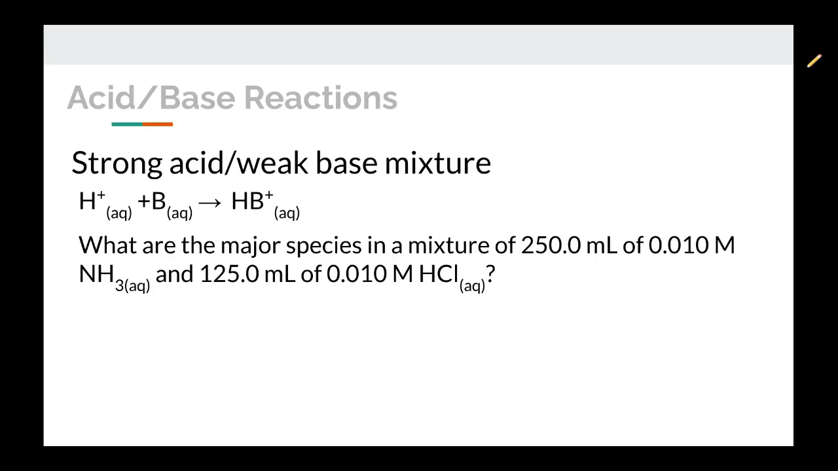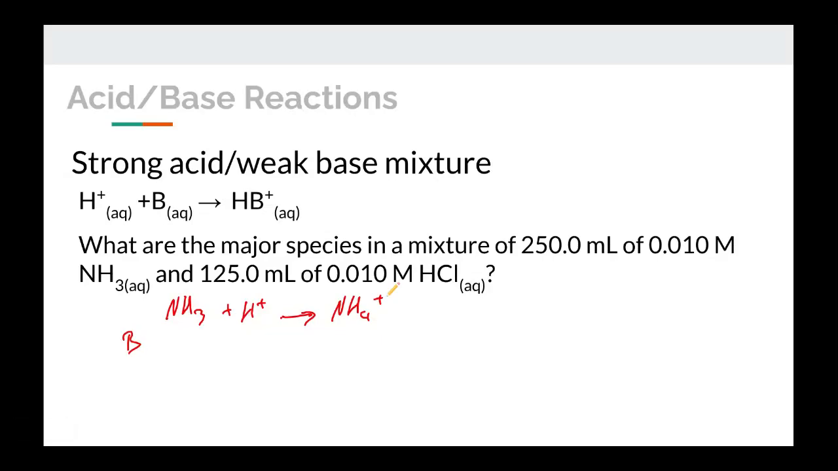Here's another major species question. What are the major species in a mixture of 250 milliliters of 0.01 molar NH3, that's a weak base, and 125 milliliters of 0.01 molar HCl, and that's a strong acid? So what's the overall reaction? Well, it's NH3, the weak base, reacting with the H+ from the HCl and producing NH4+.